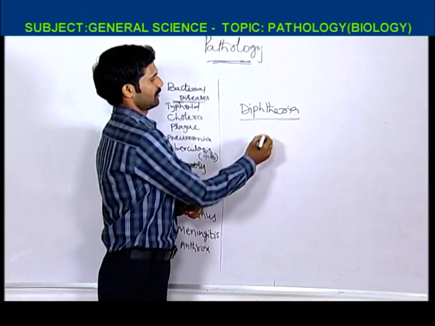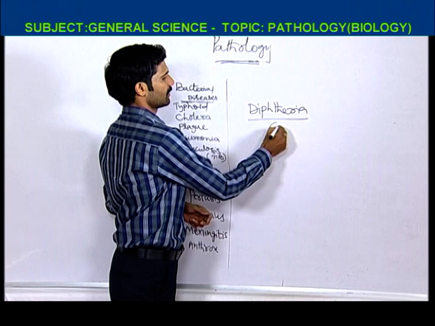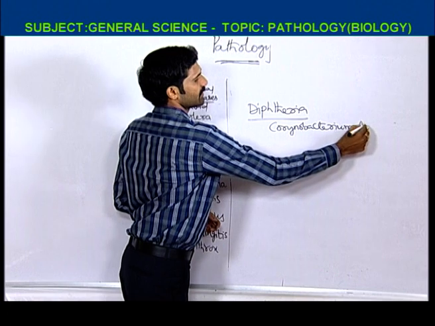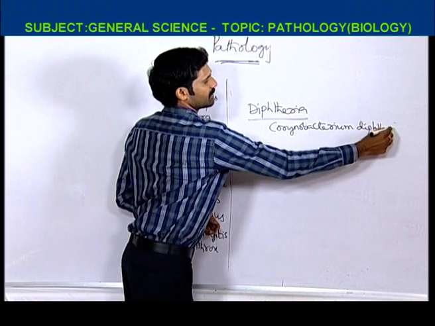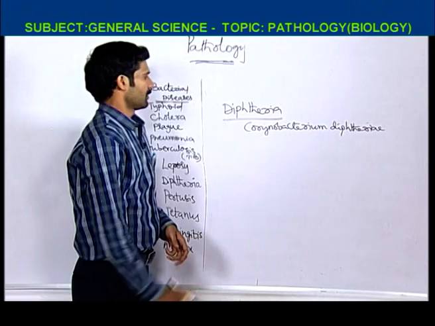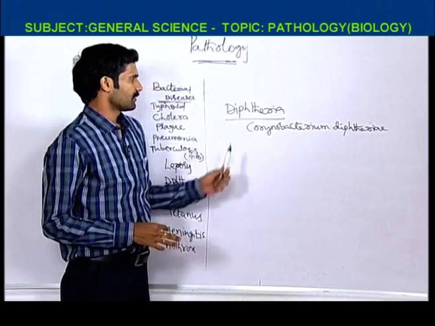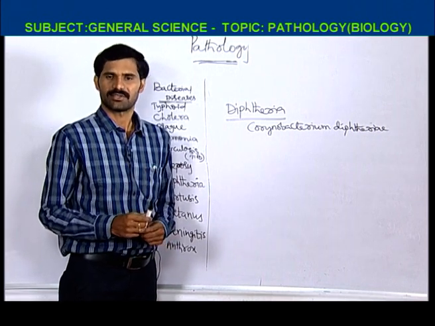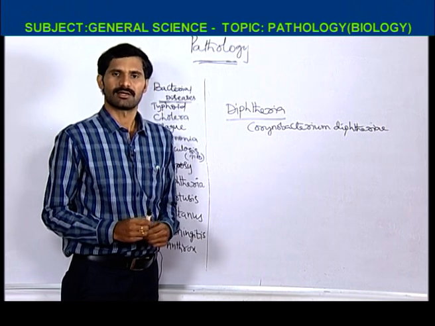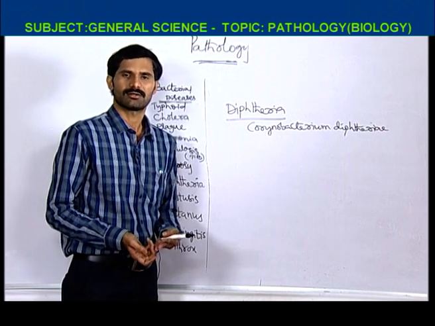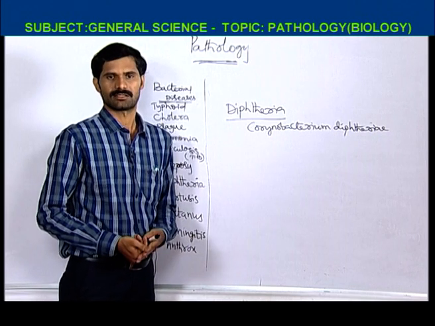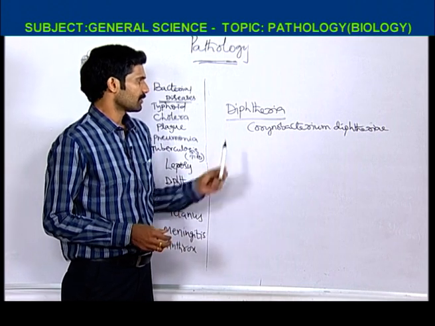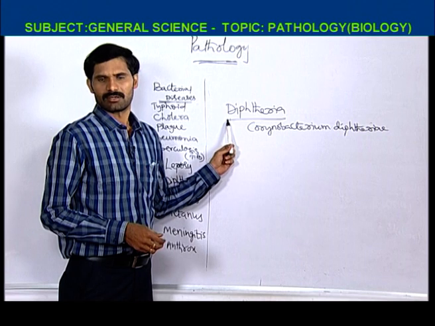Next bacterial disease, diphtheria, caused by Corynebacterium diphtheriae. The main important characteristic feature of this disease is that the respiratory tract is affected: inflammation in the respiratory tract, difficulty in breathing, and difficulty swallowing food materials. Diphtheria is a contagious disease, spread by contact.